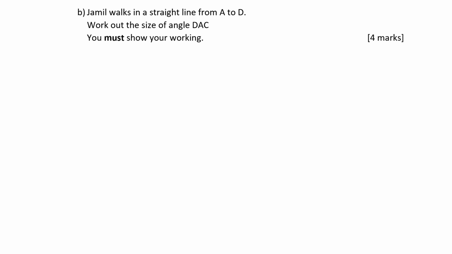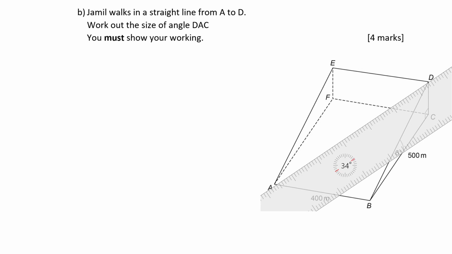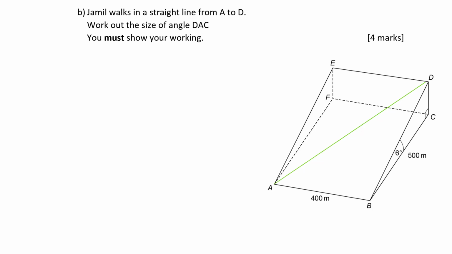Right, so what does part B say? Jamil walks in a straight line from A to D. So he's walking up the hill from there to there. Let's just draw that line in so I know what I'm talking about. Okay, from there to there then, isn't it? So he's walking up the grassy hill up to D. Okay, work out the size of the angle DAC.